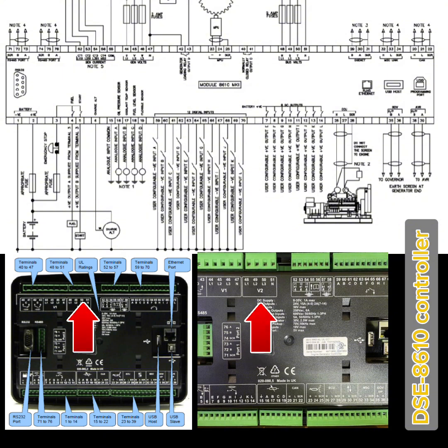48, 49, 50 and 51. On these terminals you can connect your bus voltage wire. 48 is the L1 wire, you will connect red here. And 49 is the L2 wire, you will connect yellow. And 50 is the L3 wire, you will connect your blue wire. And 51 is the neutral point, you will connect your neutral wire.